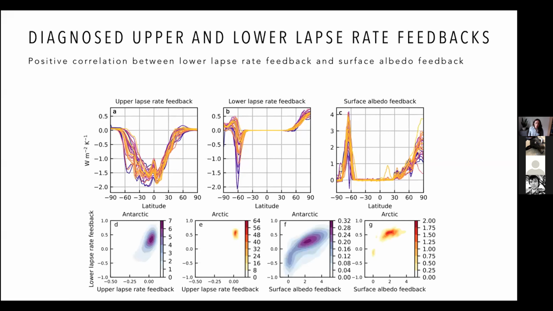The bottom panel shows PDFs of the feedbacks for the composite of all models and all grid cells for each polar region separately. And the result I'd like to highlight is in the two plots on the lower right, which show the lower lapse rate feedback plotted against the surface albedo feedback. And so you can see this positive correlation. A more positive lower lapse rate feedback is associated with a larger surface albedo feedback in both the Antarctic and the Arctic.